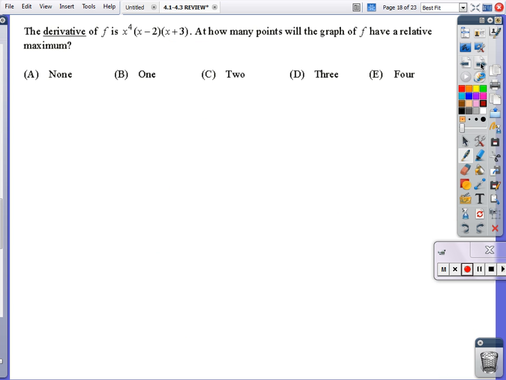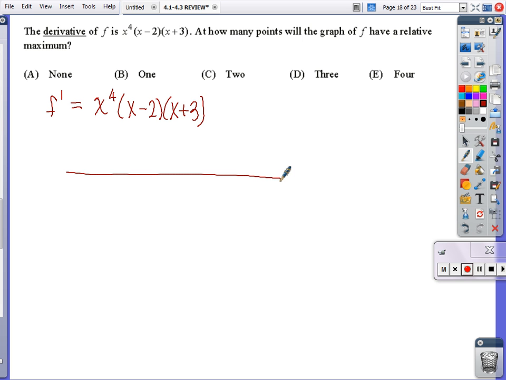The derivative of f, I'm going to rewrite that so it looks a little more normal here. The derivative of f is given. And how many points will the graph have a relative maximum? So this question takes no time at all because we get to set this equal to 0, and we get x equal to 0, x equal to 2, x equal to negative 3. We don't even have to find the derivative.